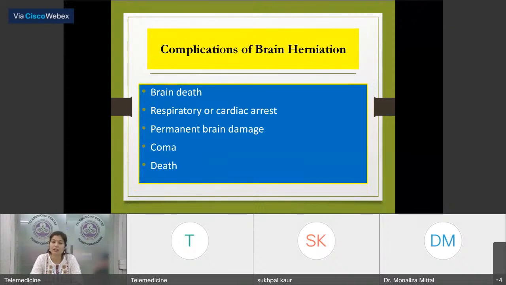And if this brain herniation becomes chronic, if it is not controlled within the proper time, it can lead to complications like brain death, which we'll be discussing in the coming session, respiratory or cardiac arrest, permanent brain damage, coma, and ultimately death.